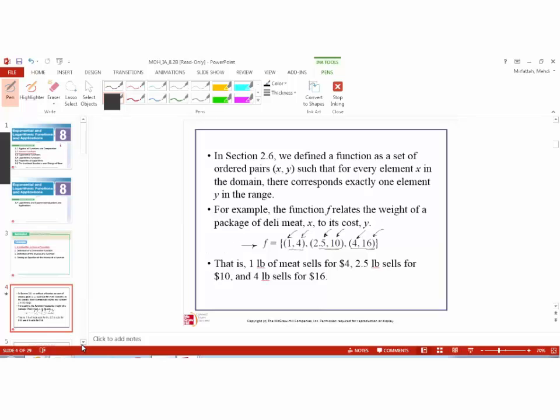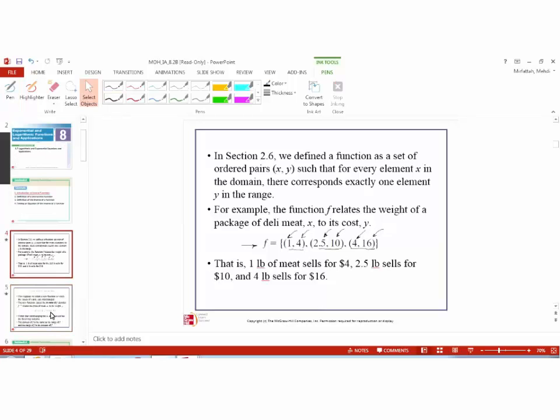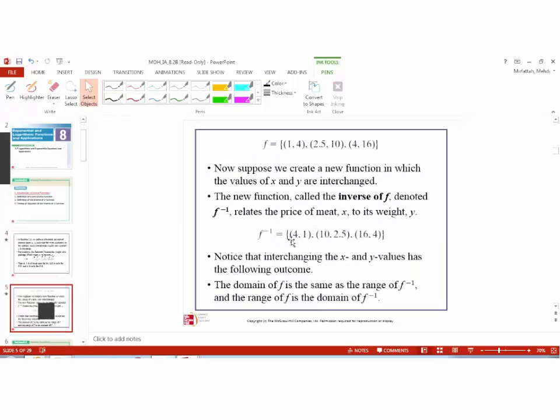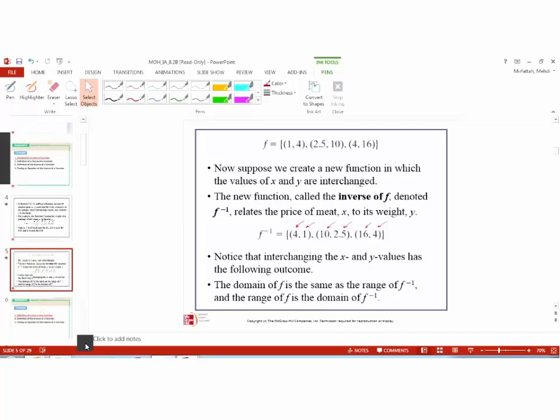So if I were going to write the inverse of that, you just simply switch the position of x and y, basically. So for 4 pounds, the cost would be 1. For 10 pounds, the cost would be $2.50. For 16 pounds, the cost would be $4. So this would be the inverse. So the position of x and y switches when we talk about the inverse function.